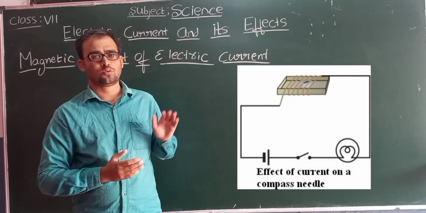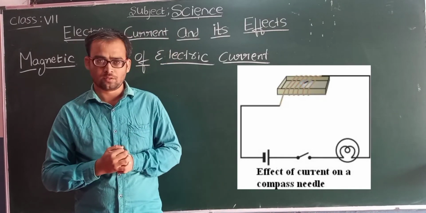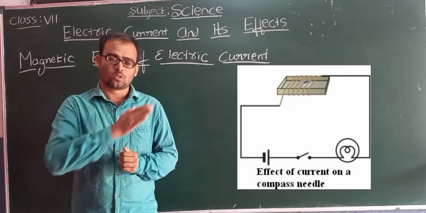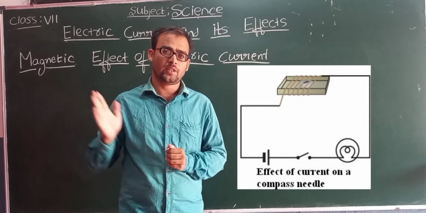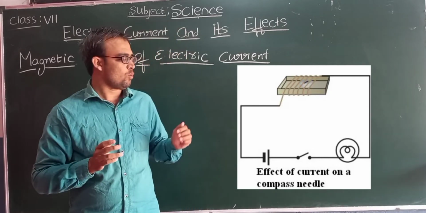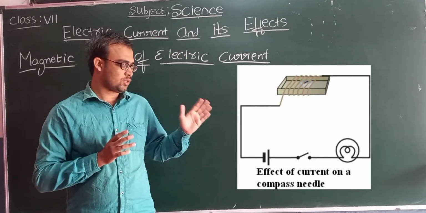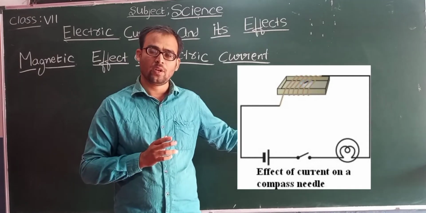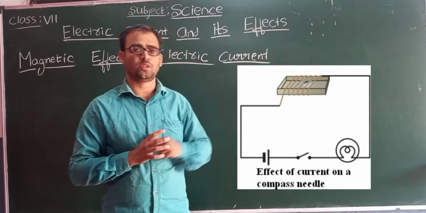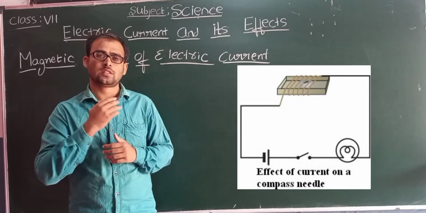Now switch on the circuit. First take out the magnetic compass as well as the bar magnet from the tray. Now you need to switch on the electric circuit. At first we were keeping the switch in the off position, so now switch on the circuit.